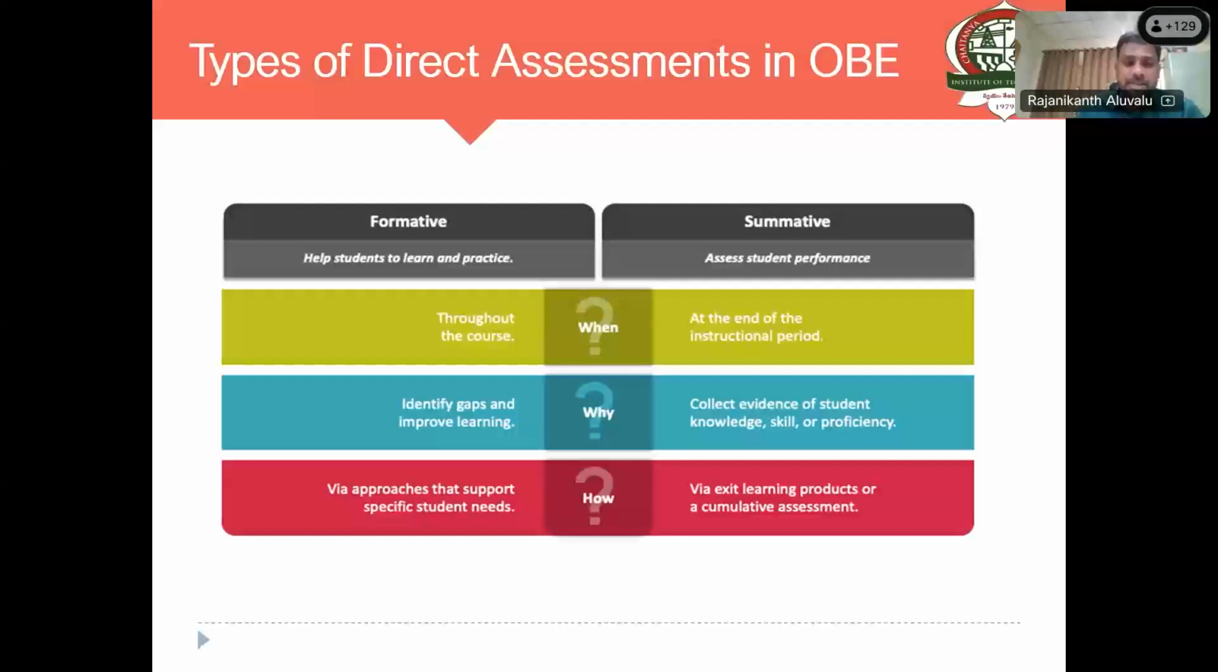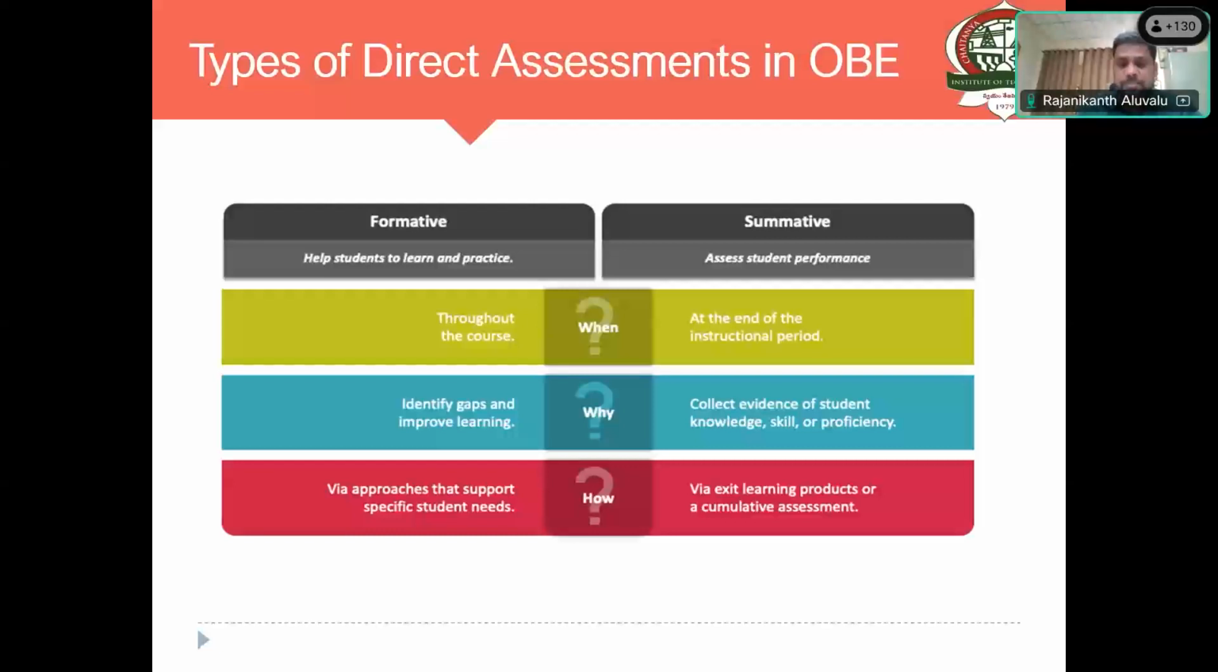And already, as I mentioned, it identifies the gaps and improves learning. And as well, it supports specific student needs. But whereas summative finally tells what exactly has happened. So that's where in outcome-based education, formative assessments always play a vital role.